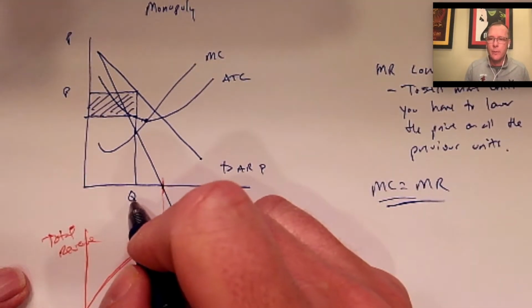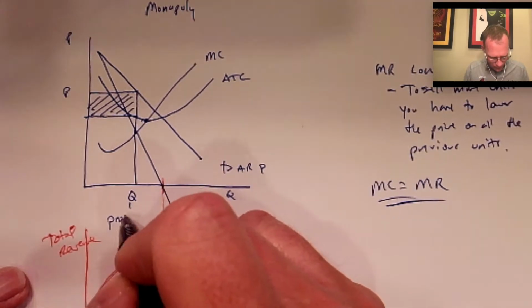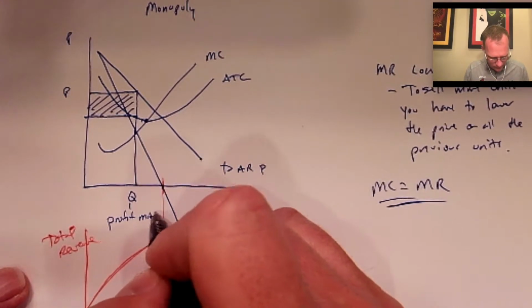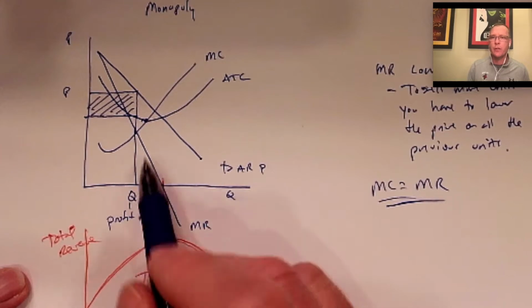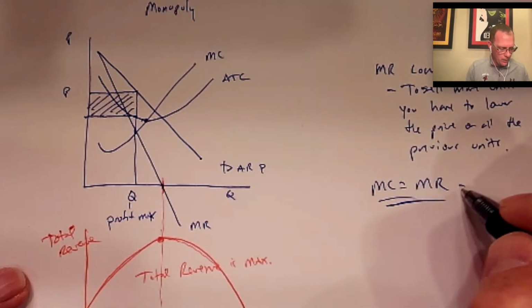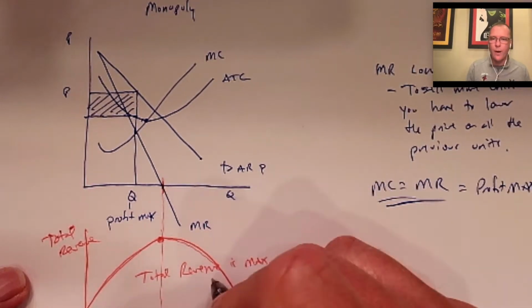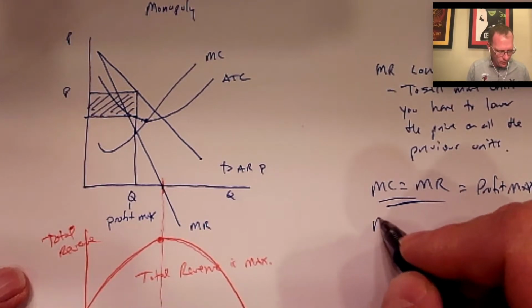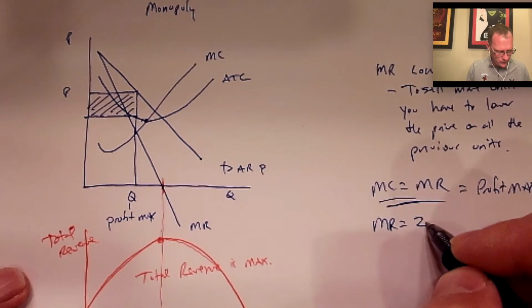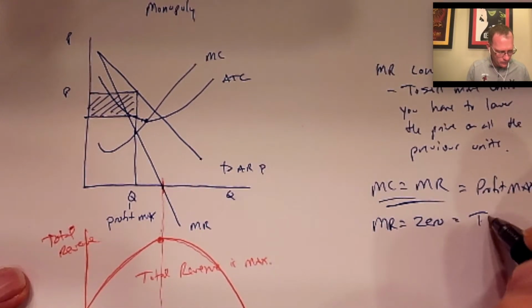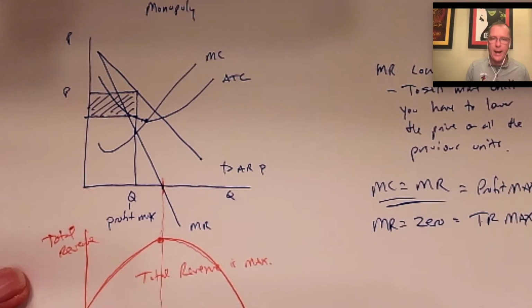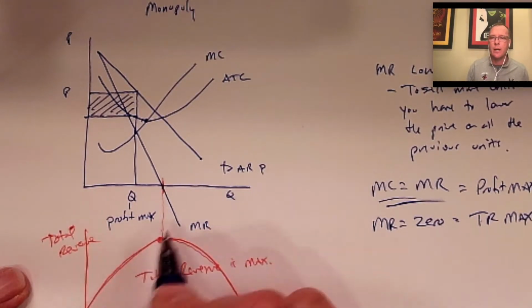Now, remember Q here, this is profit max. So if they ask you, where's the profit maximizing price, you have to go to MC equals MR, profit max. But if you go to where total revenue is max, you'd go to where MR equals 0. That is total revenue max. Two different places in a monopoly graph.